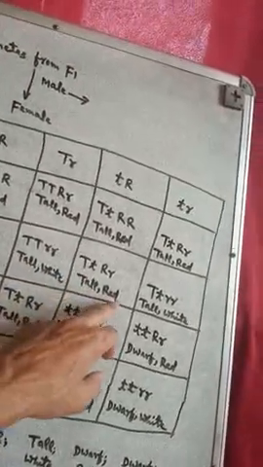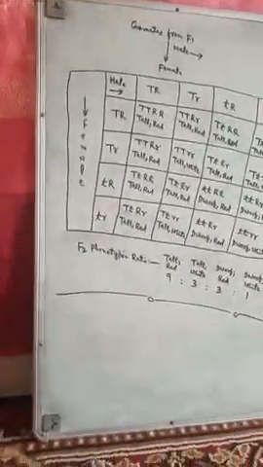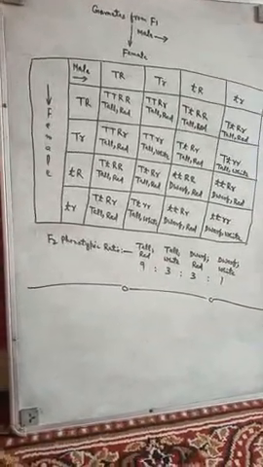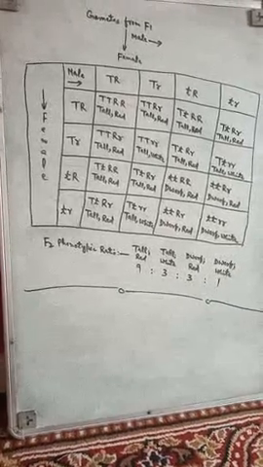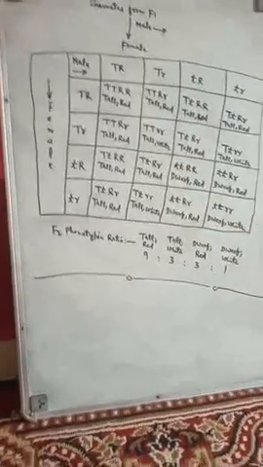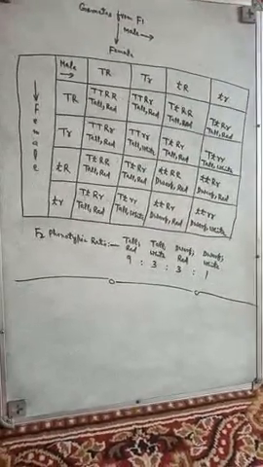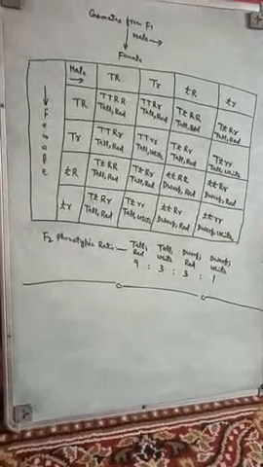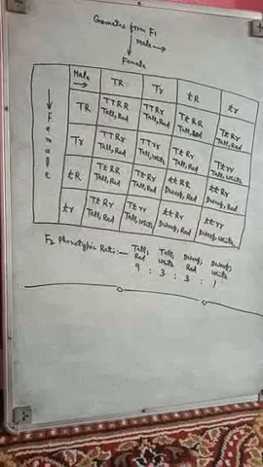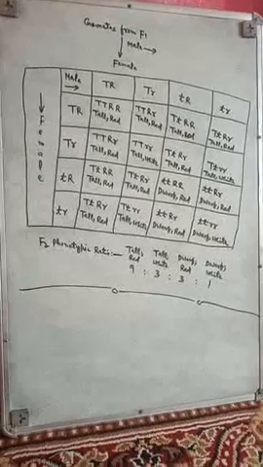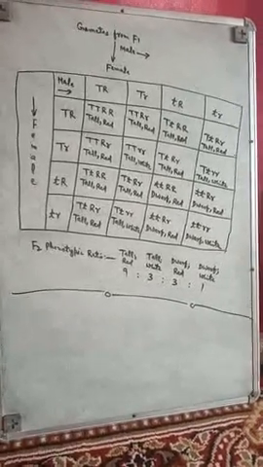In tabulated form you can see that in the F2 generation the phenotypic ratio will be tall red 9 plants, tall white 3 plants, dwarf red 3 plants and dwarf white 1 plant. So this is the dihybrid cross ratio 9:3:3:1. Diagrammatically and in tabulated form you see the 16 combinations, and the ratio will be 9:3:3:1.